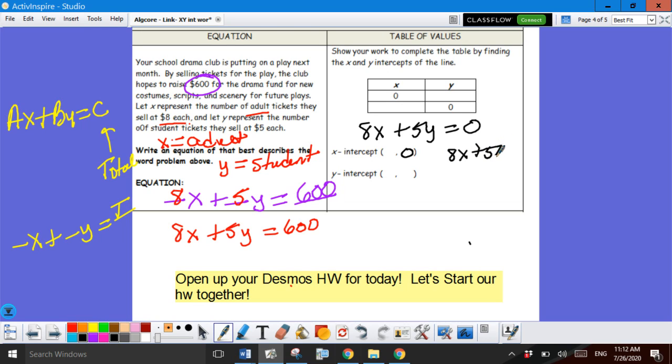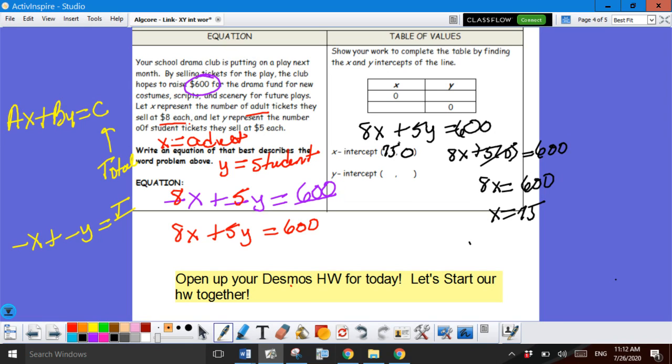So 8X plus 5 times 0 equals 600. So that's going to go away. 8X equals 600. Go ahead and divide there and come up with your X. Hopefully you got X is 75. So the ordered pair is 75, 0.